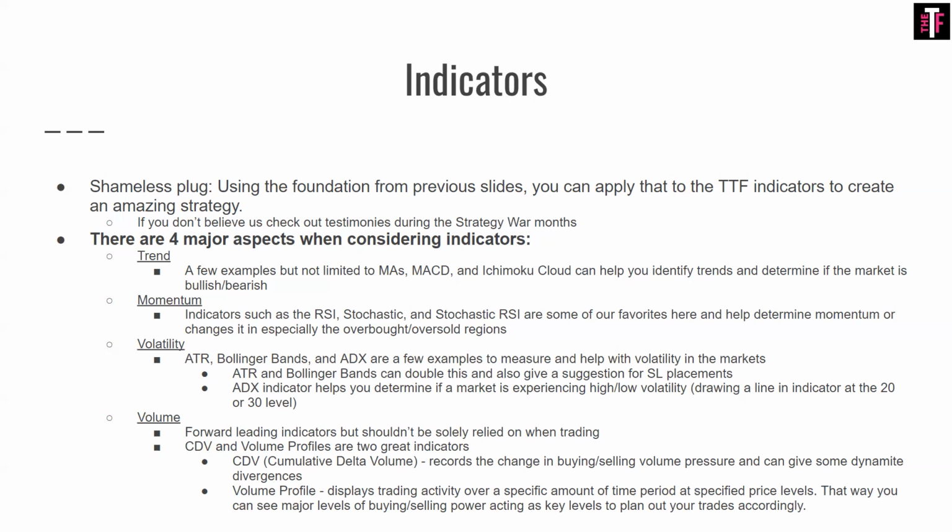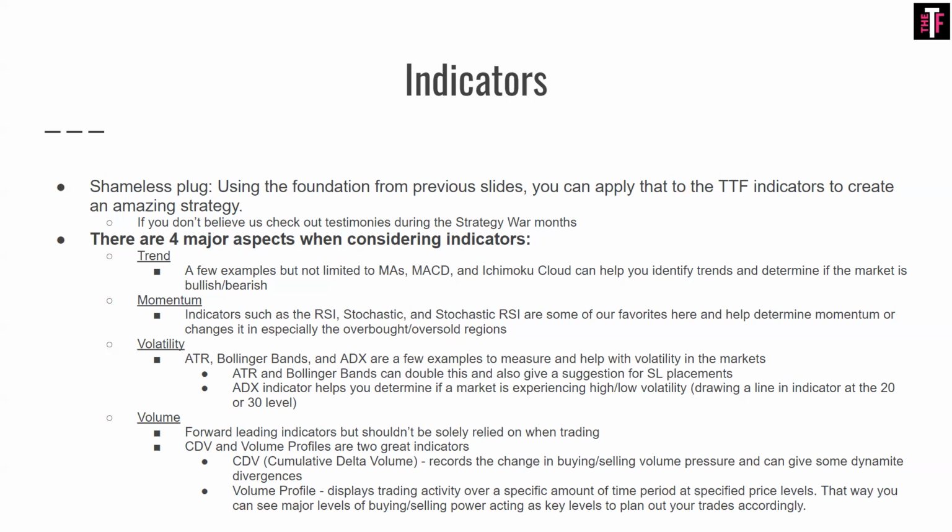And then last but not least is volume. Volume is a forward leading indicator, but it shouldn't be solely relied on for trading, because it might not always lead you in the right path. But if you combine it with everything that you use, it could be a dynamite indicator. The CDV, cumulative delta volume, is a really good indicator, and also volume profiles. I know Artie's done a couple videos on volume profiles. It's been getting a lot of steam recently and trending more.